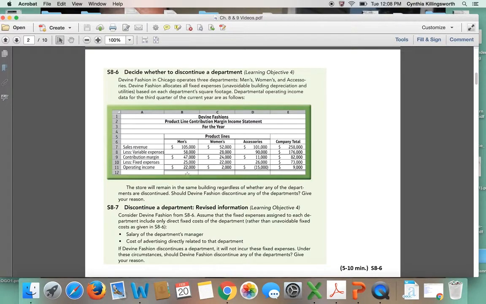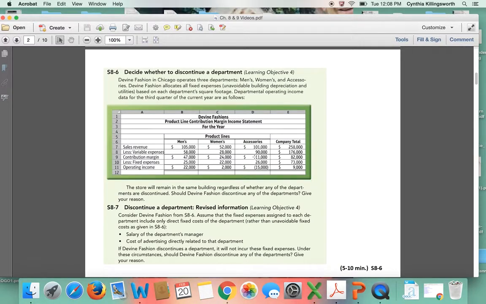We can see here that we're doing fine in the men's department and the women's department, but this is where we have the problem in accessories. We see that there's a $15,000 loss. But the problem with just looking at the bottom line here is that these expenses, the $26,000, are going to happen no matter what. So we aren't going to avoid them by getting rid of this department.